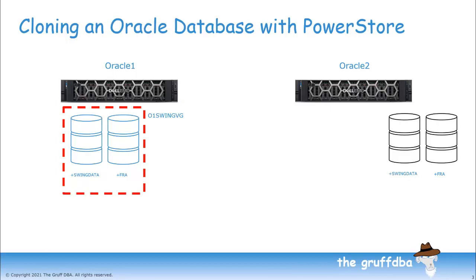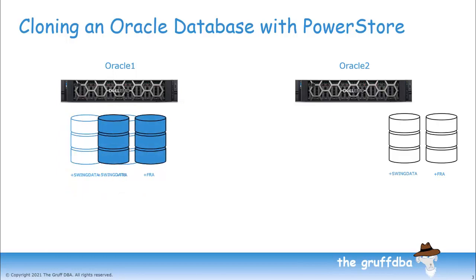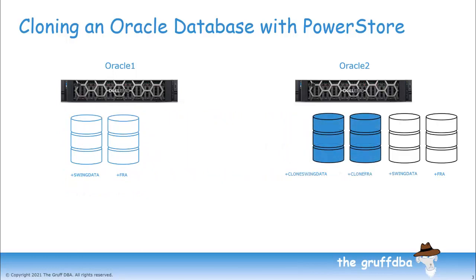All right, let's recap where things are at. We have a Swingbench database running on Oracle 1, and that Swingbench database uses two ASM disk groups, SWINGDATA and FRA. On our PowerStore, we created a volume group around both of those ASM disk groups, and then we created a thin clone of the ASM disk groups, and we mounted that thin clone to the Oracle 2 server. We also renamed the ASM disk groups to CLONESWINGDATA and CLONEFRA because there was already a SWINGDATA database on Oracle 2 that used ASM disk groups with the same names.